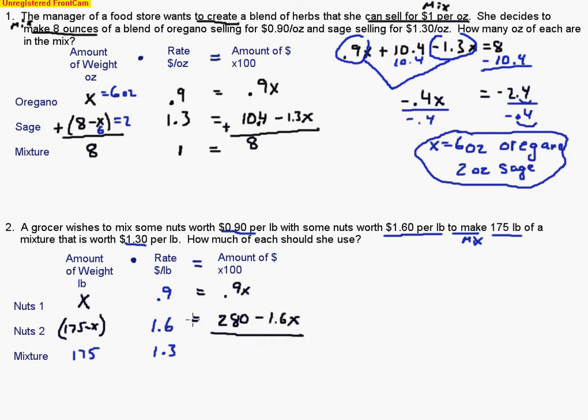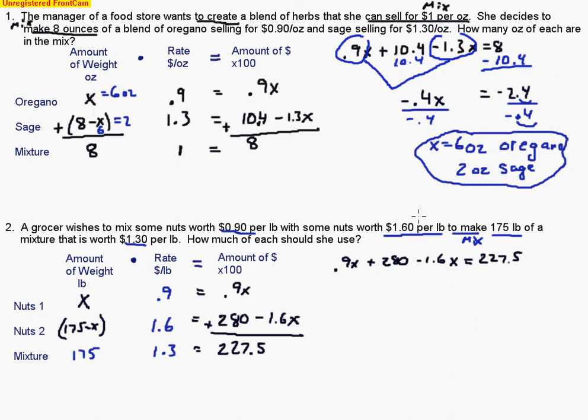And then add these together, they'll equal the total. And so we go ahead and do that math. 175 times 1.3 gives us a decimal this time. So we have 227.5. So let's go ahead and rewrite our equation up here. 0.9x plus 280 and then minus 1.6x equals, and then we got 227.5.